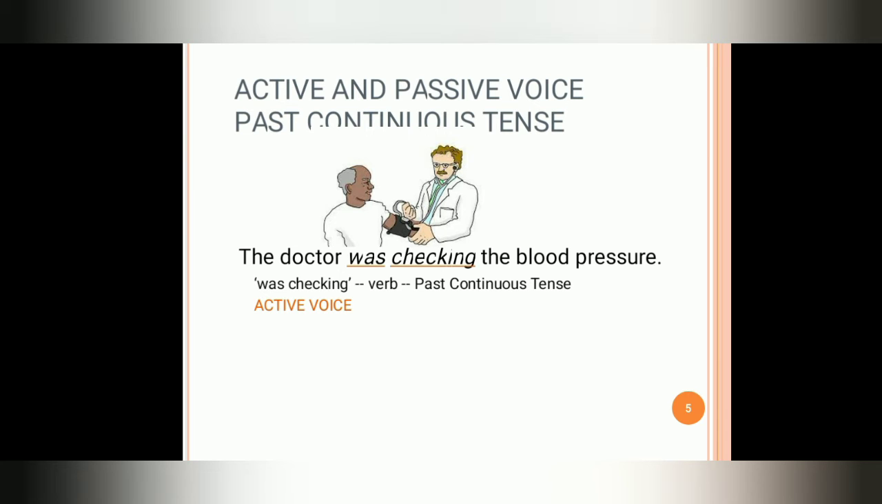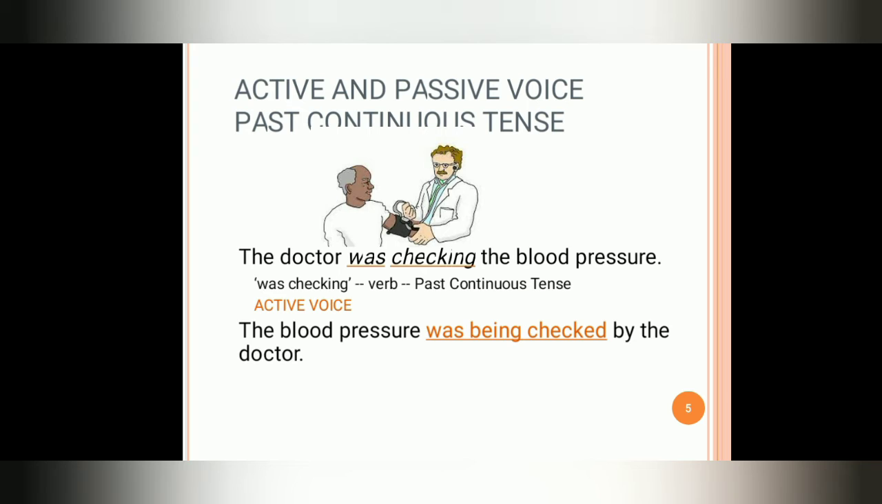And the passive of this sentence is the blood pressure, because we know that the object of the active sentence takes the place of the subject in case of the passive voice. So here the object was blood pressure. That becomes the subject in the passive voice. The blood pressure was being checked by the doctor. And the verb of the active voice, was checking, changes into was being checked.